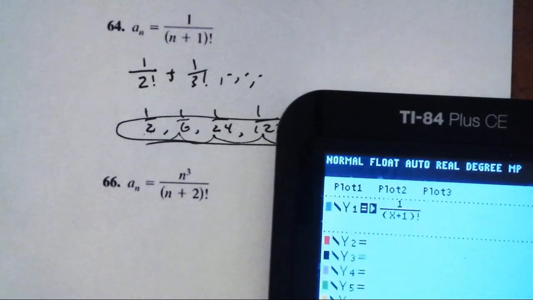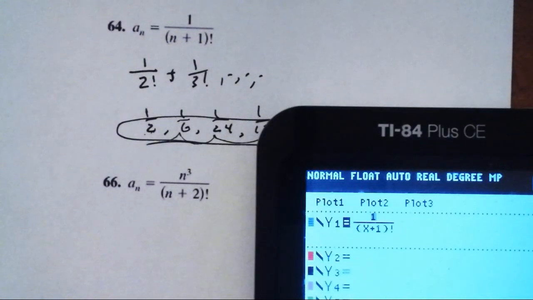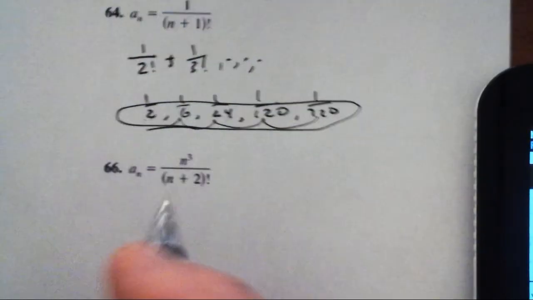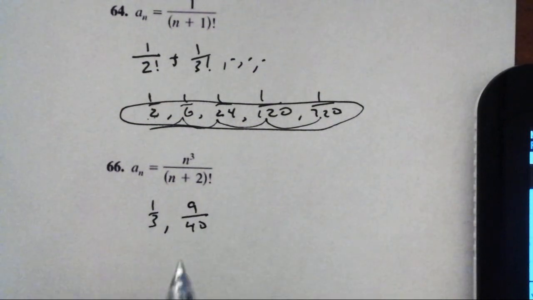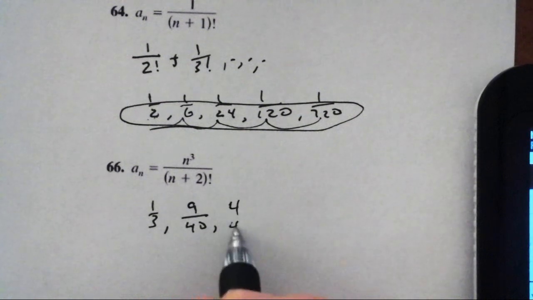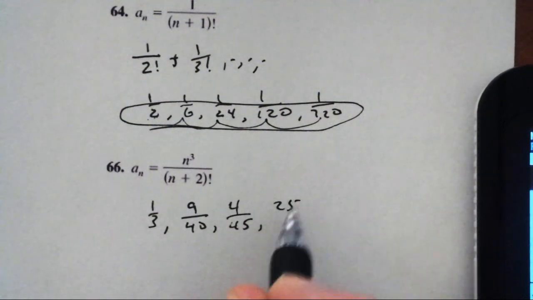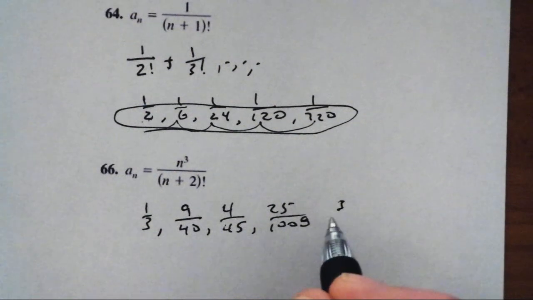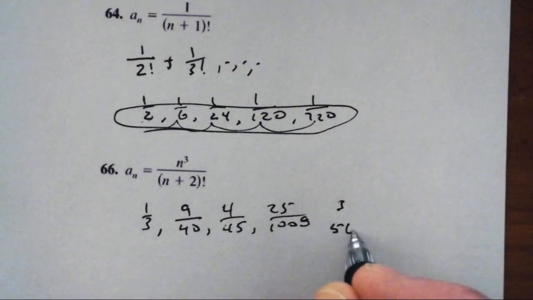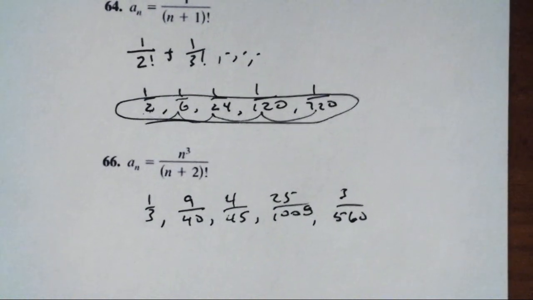And 66, y equals. So I'm going to just change this to x to the 3rd over n plus 2 factorial. And we're going to go to our table. 1/3, 9/40ths, 4/45ths, 25 on 1008, and at some point we lose our fractions, but not yet. 3 on 560.